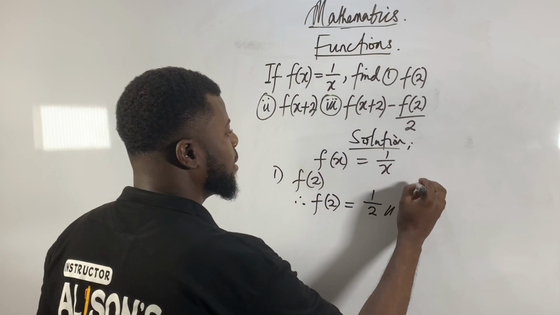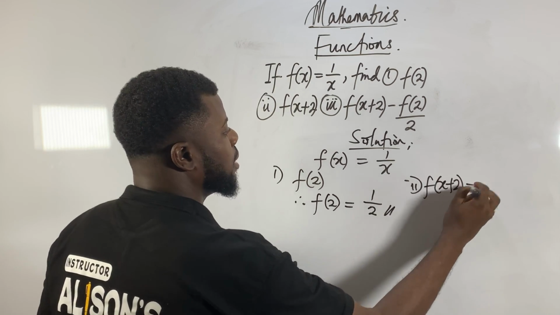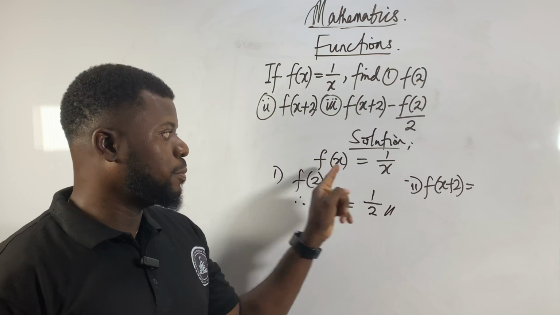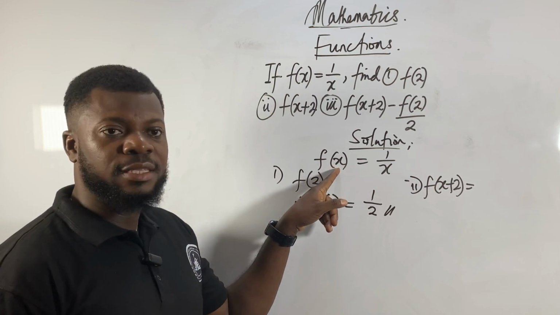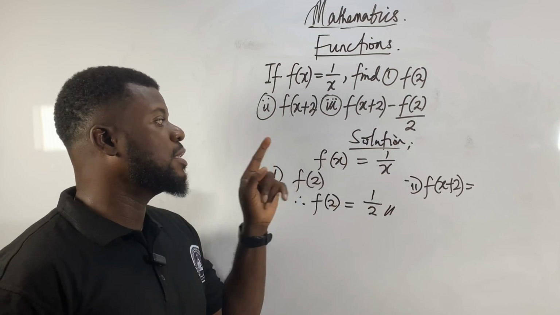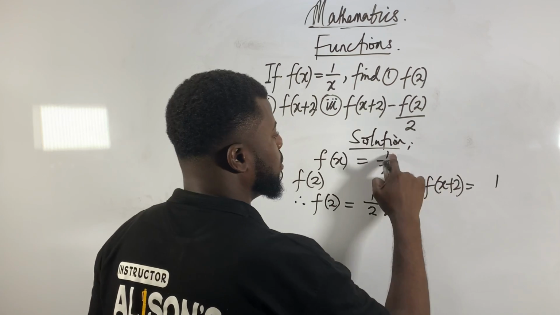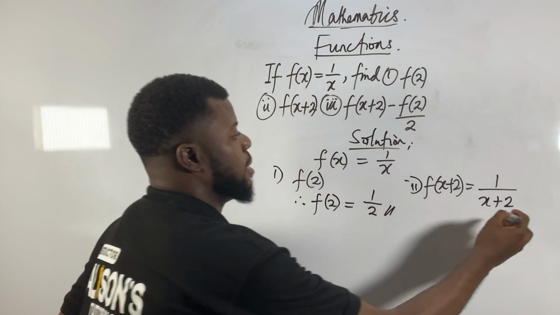The II is going to find f of x plus 2. And the same thing. See f of x. Now x plus 2, they take position of x. Just like the way 2 take the position of x. Now x plus 2 they take the position of x. Meaning anywhere you see x, make you put x plus 2. So the answer will be 1 over x plus 2. Here will the answer.